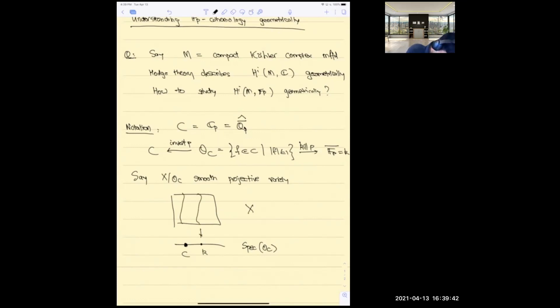And so the fiber over this point C, so this is just a heuristic picture, is XC. And the fiber over this point k is Xk. It's the varieties I get by just regarding my equations as having coefficients in either C or k. And so we're going to think of this Xk over here as a characteristic P partner to this XC. And the way we're going to understand mod P cohomology classes on XC is through this characteristic P partner.